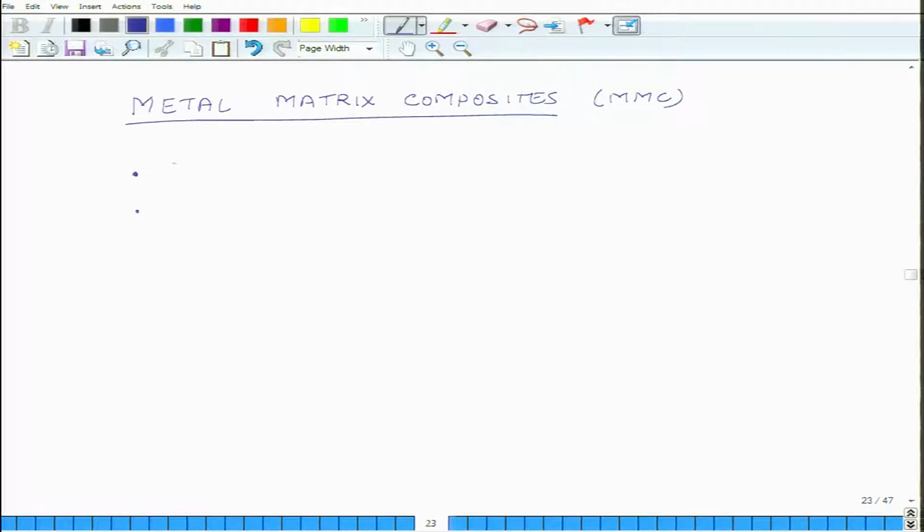One way is to melt the metal. This is one way, and we will discuss both these methods in detail somewhat. The second method is by hot pressing fiber in metal matrix. This is the second way.